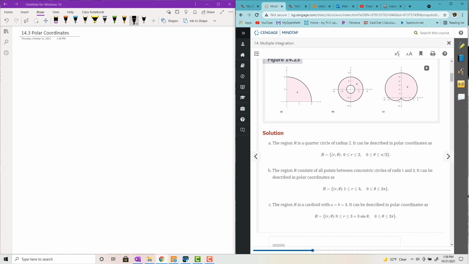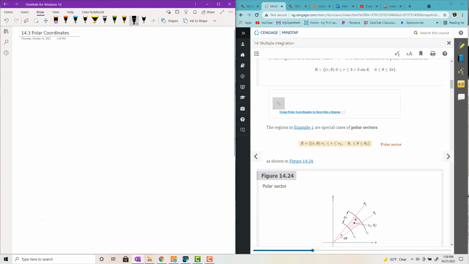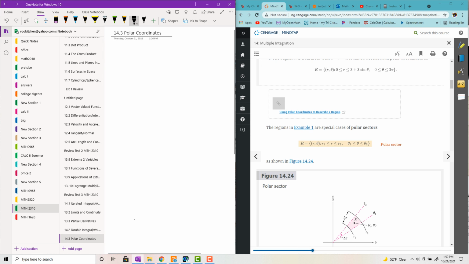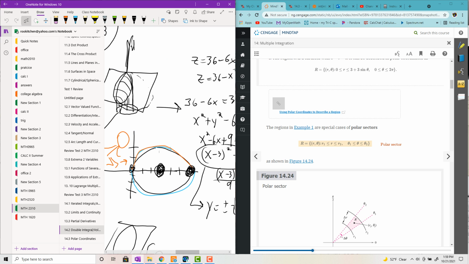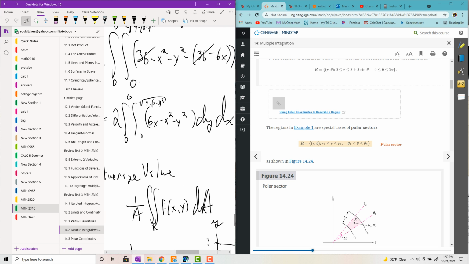of square root things in all of our integrals, which is kind of annoying, right? So you're looking back at 14.2 at our last problem. We had all these square root things, right? Wouldn't it be nice if we could just get rid of those square root things somehow and simplify the integral?